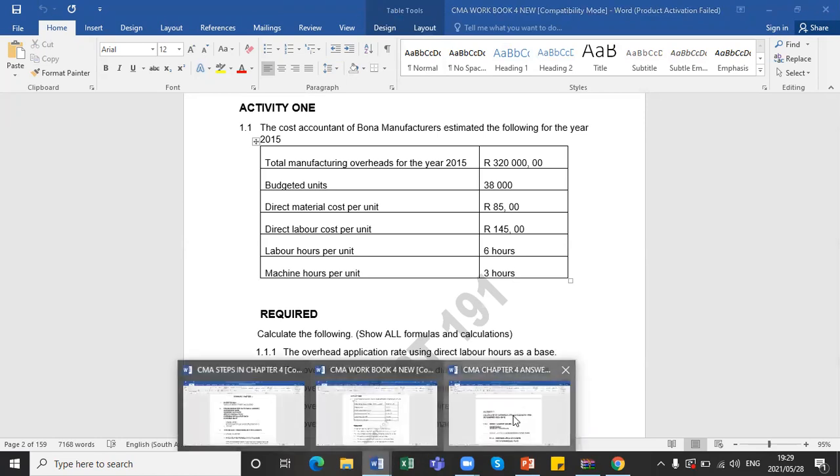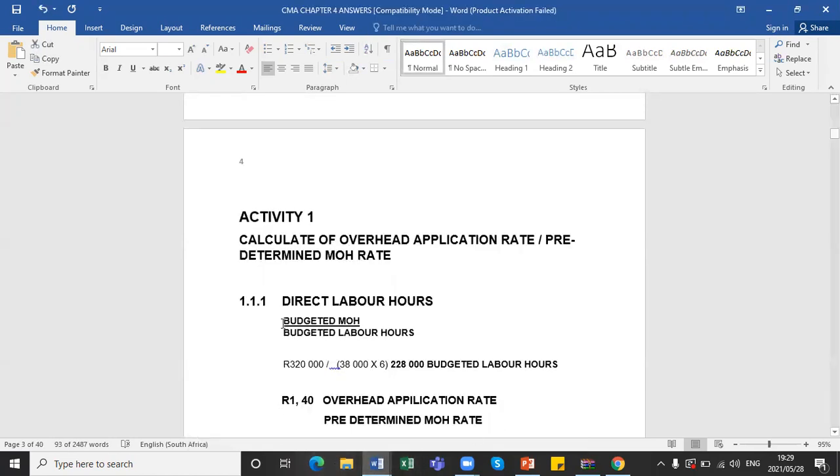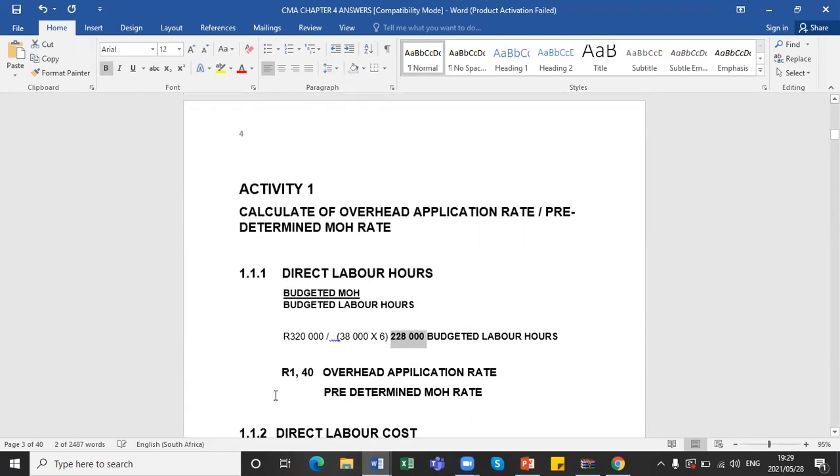So what am I going to do? I'm going to say budgeted overheads over budgeted labor hours. My budgeted overheads was 320,000. Now remember, they gave you labor hours per unit. So I'm first going to say 38,000 times 6. So there's my 320,000 divided by 228,000 gives me 1 Rand 40. This is my predetermined rate, in this case, overhead application rate.